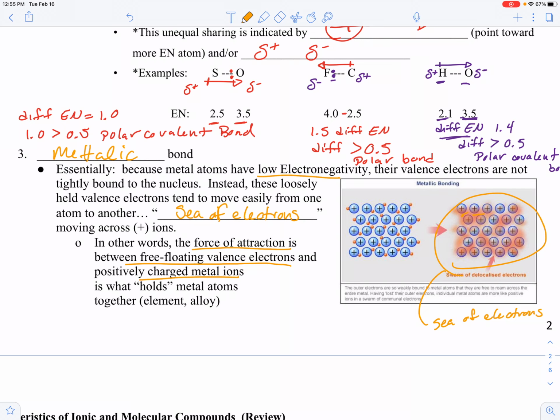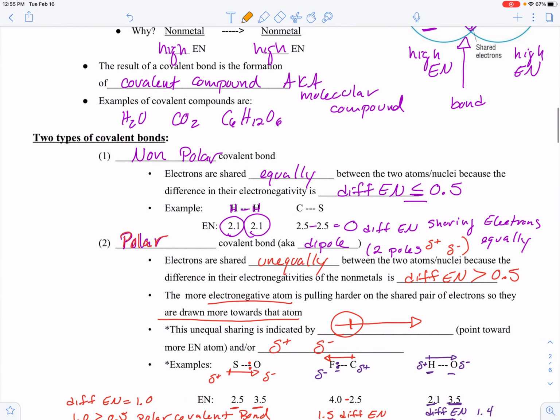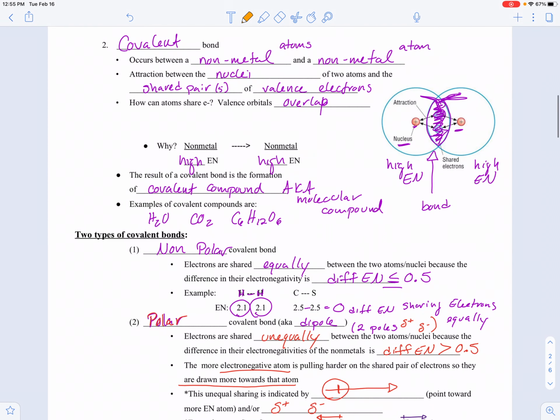So again, we don't go into a ton of detail about metallic bonds. We'll go into a lot more practice with covalent bonds and ionic bonds moving forward in class.